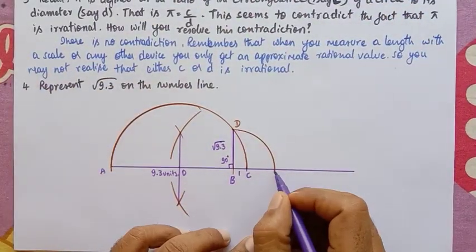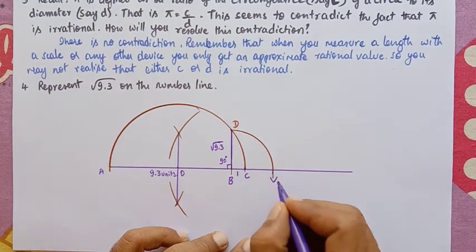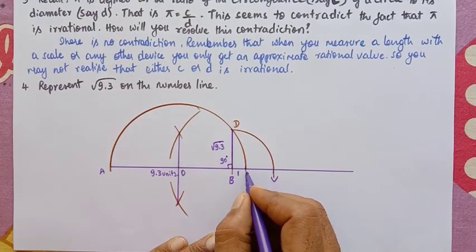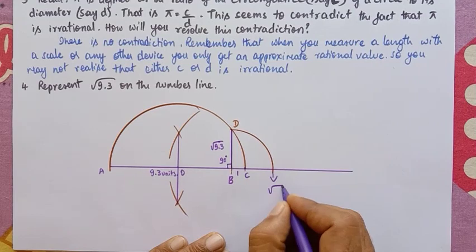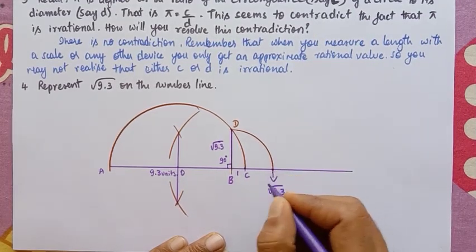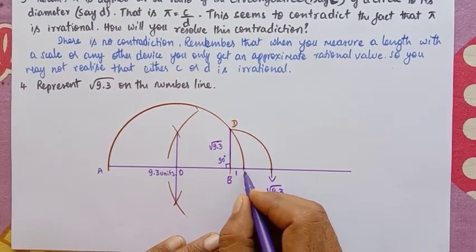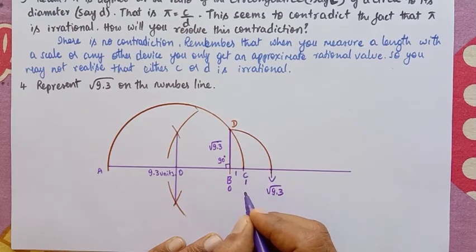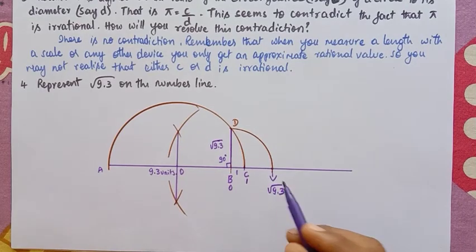Let us take this B as 0 and this one as 1, and likewise, this point represents root 9.3. If we take this point C as 0 and this one as 1, likewise, this point represents root 9.3.